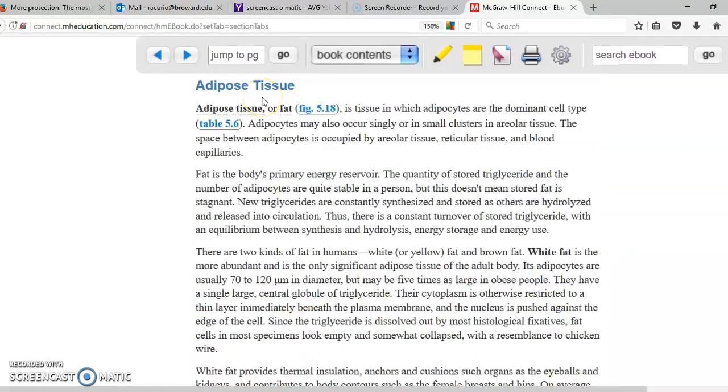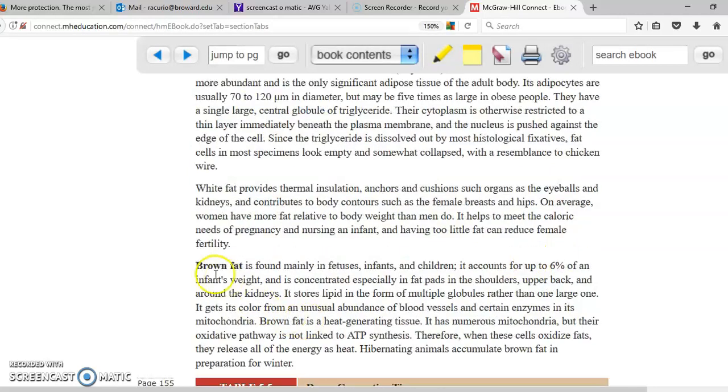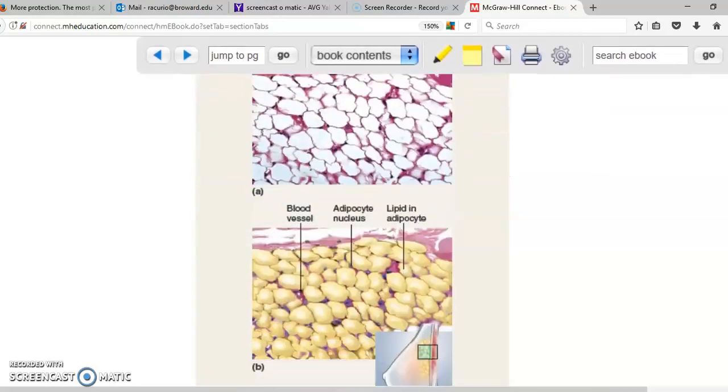Right. Adipose tissue has main jobs, such as, for example, producing insulation, energy storage, and there are two main kinds. The ones that adults have, white fat, and the other one is called brown fat. This is the one that newborns have. We have in here a figure of the fat.